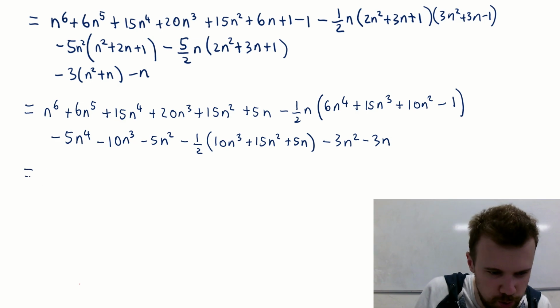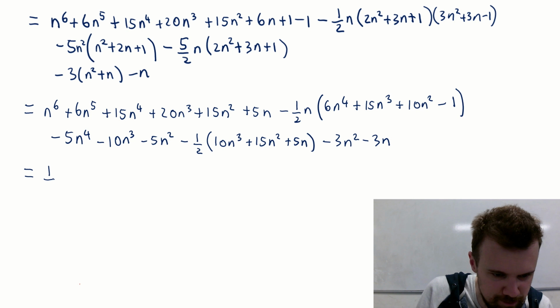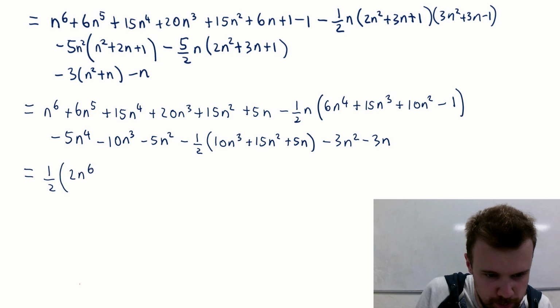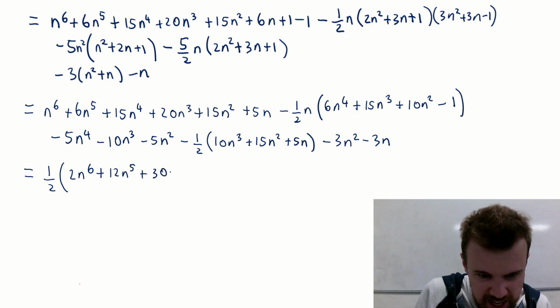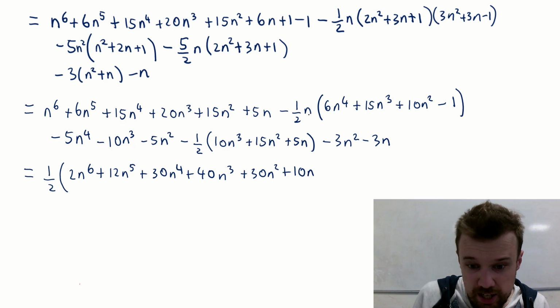I was basically going to factorize out a factor of 1/2 out of everything here, because I don't want to deal with fractions if I can. So 1/2 factored out of everything will get me a 2n to the power of 6 plus 12n to the power of 5 plus 30n to the power of 4 plus 40n to the power of 3 plus 30n squared plus 10n, and then we'll just end up with n rather than a half n.